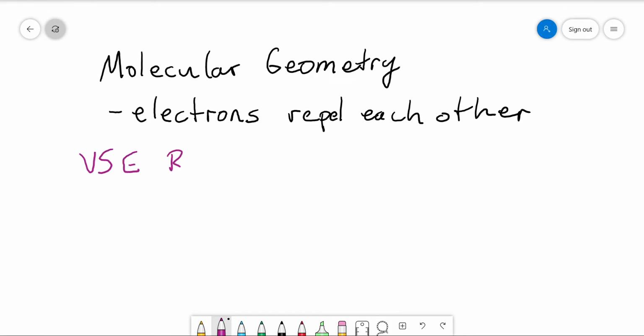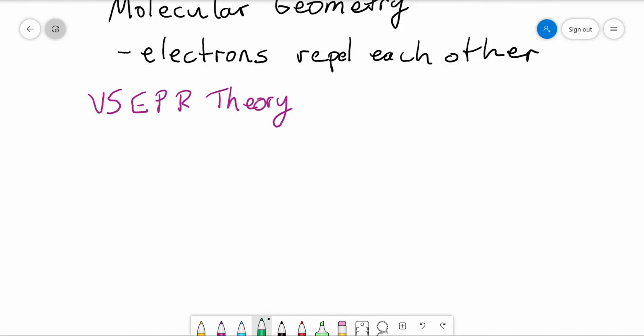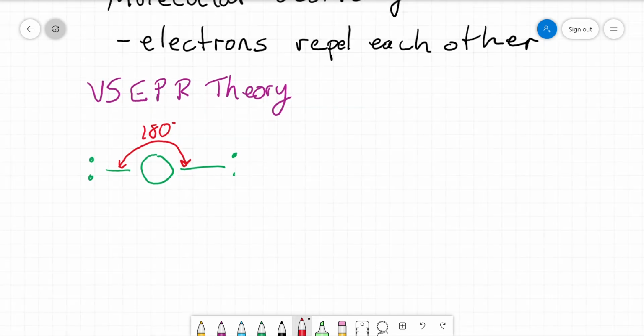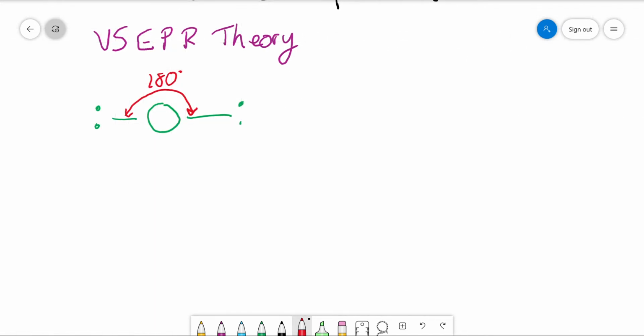Electron pair repulsion theory, otherwise known as VSEPR. And all that means is that the outside electrons repel each other. So if we have an atom there and we put two lone pairs of electrons on it, the furthest they can get from each other is 180 degrees. Okay. Same goes if we put an atom there instead of lone pairs.